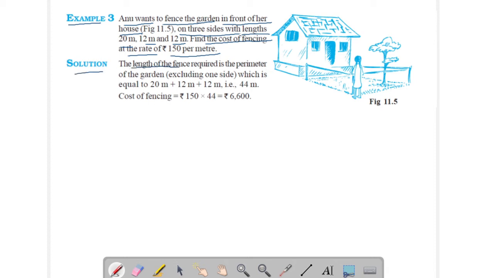Here the length of fence required is the perimeter of the garden excluding one side, which is equal to 20 meter plus 12 meter plus 12 meter, and if you add it you will get 44 meter. This is the length of fence. Therefore cost of fencing is given by rupees 150 into 44, and if you multiply 150 into 44, you will get rupees 6600. This is your answer.